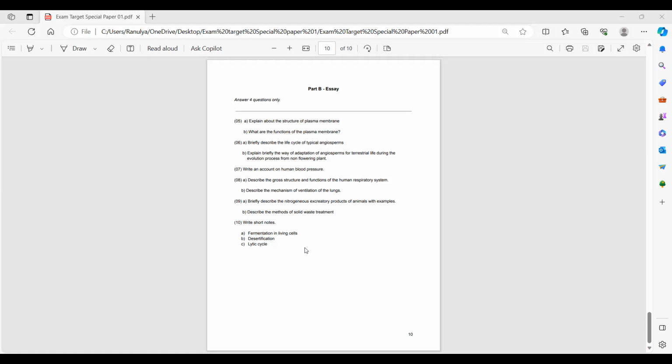Part B. Adaptations for terrestrial life. Right? Okay? Shall we move to the next one? Okay, part B, look.